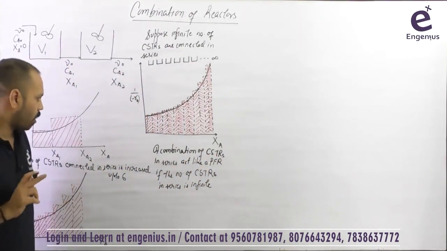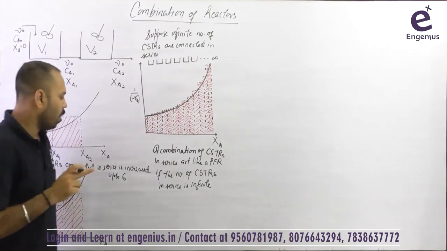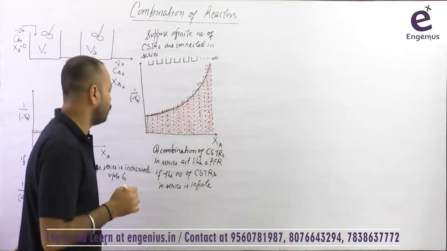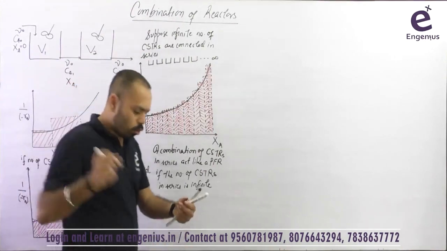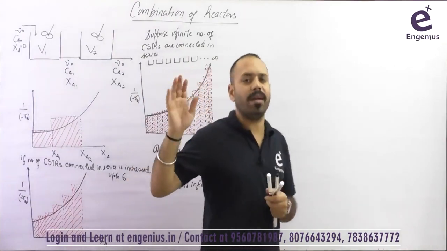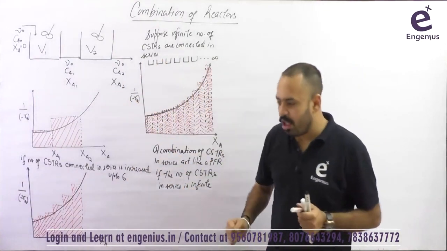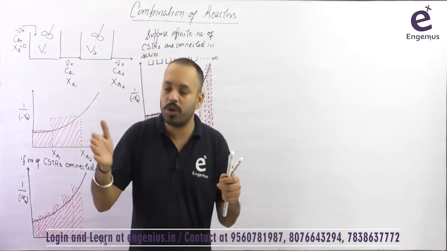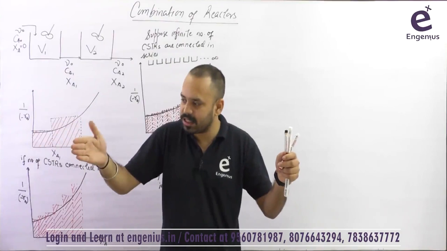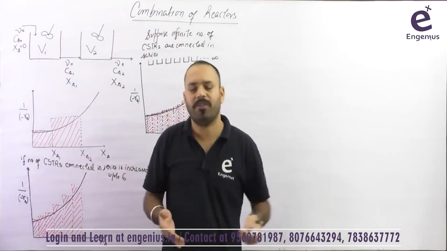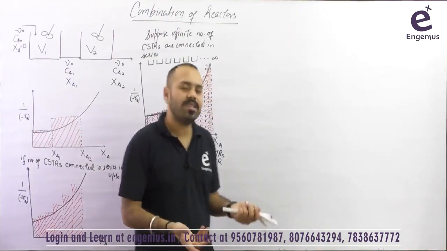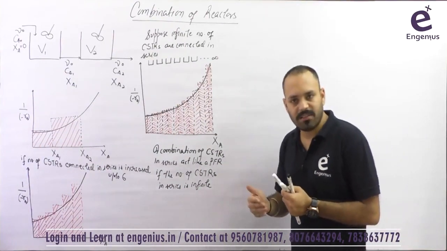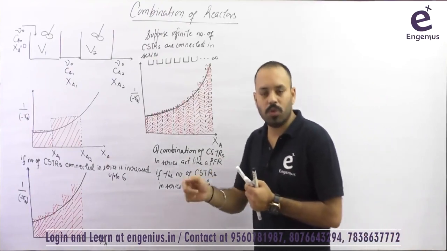But definitely, let me again clarify a few things here. If you are connecting two CSTRs or three CSTRs, there are two extreme behaviors. I told you that there is one extreme at single CSTR and then there is PFR. If you are combining two CSTRs in series, then you are shifting the behavior from ideal CSTR a little bit closer towards the PFR. I am not saying that as soon as you put two CSTRs it became a PFR, that is not the case. If you are combining two CSTRs in series, you are moving a little bit closer to the PFR behavior.